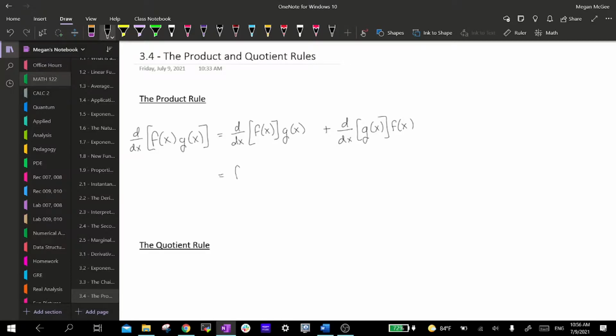In function notation, we have f prime of x times g of x plus g prime of x times f of x. And notice we are dealing with addition, so this is also the same thing as g prime of x times f of x plus f prime of x times g of x. So it doesn't matter what order we do this, because we are dealing with addition.